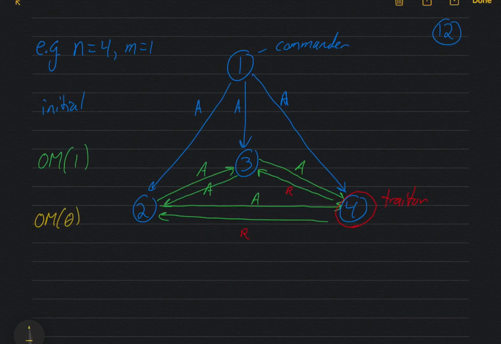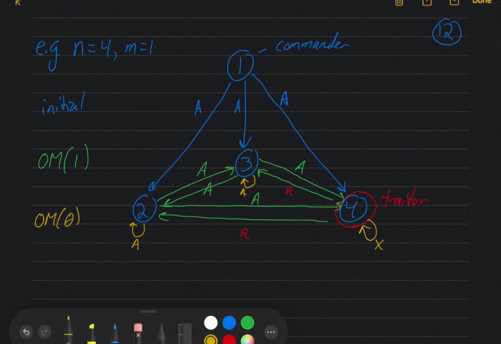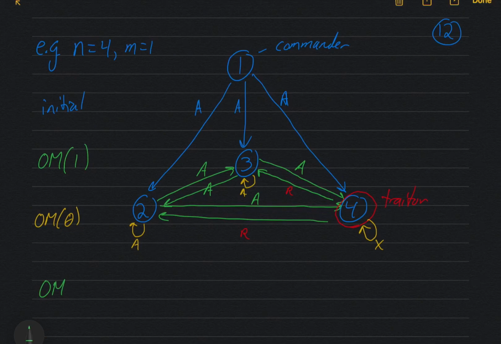And the final level of recursion invokes algorithm OM0, where each lieutenant uses the value that it received from its commander. So attack, attack, and 4 is an unreliable component, so I'll just say that it uses X. Now we start to back out of the recursion. So we recursed in, now we're recursing out.